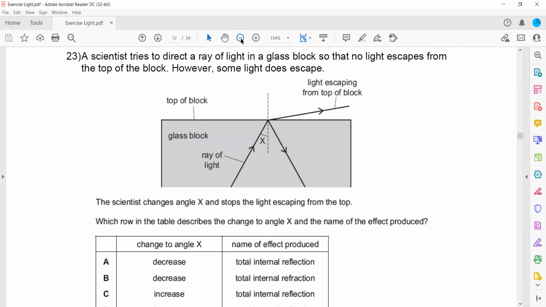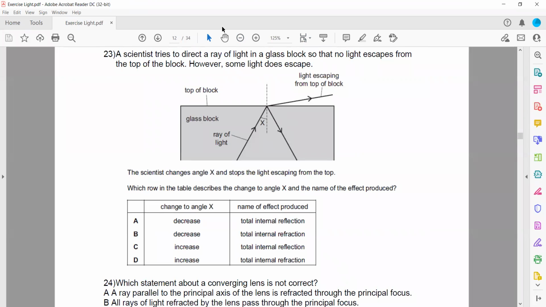A scientist tries to direct a ray of light in a glass block, so that no light escapes from the top. The scientist doesn't want this part. He wants to remove this part. So what should he do to this angle, X? If he wants to do that, he should increase the value of X.